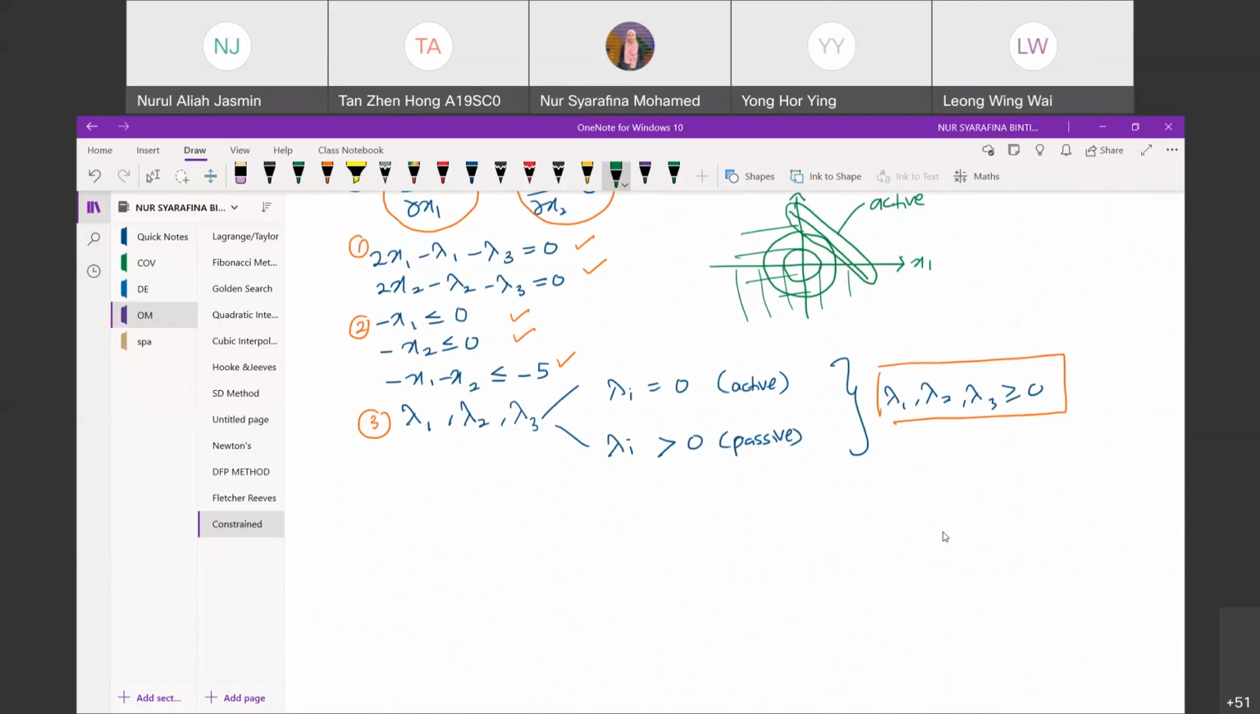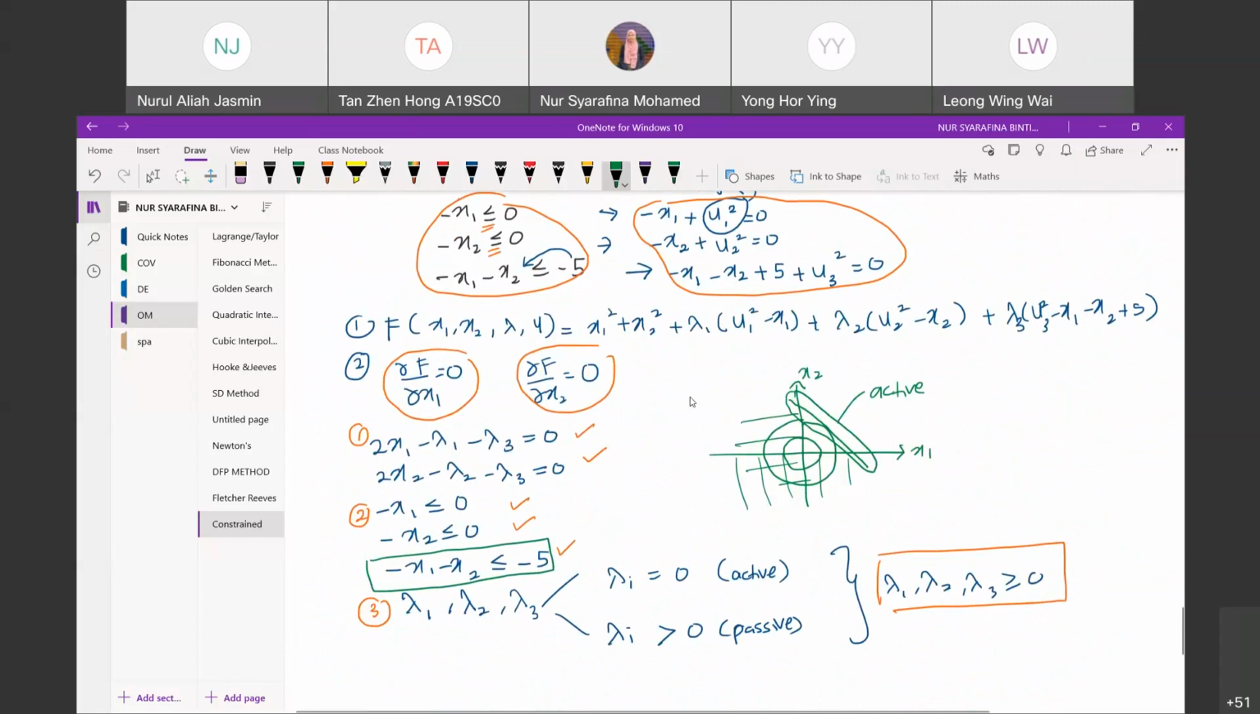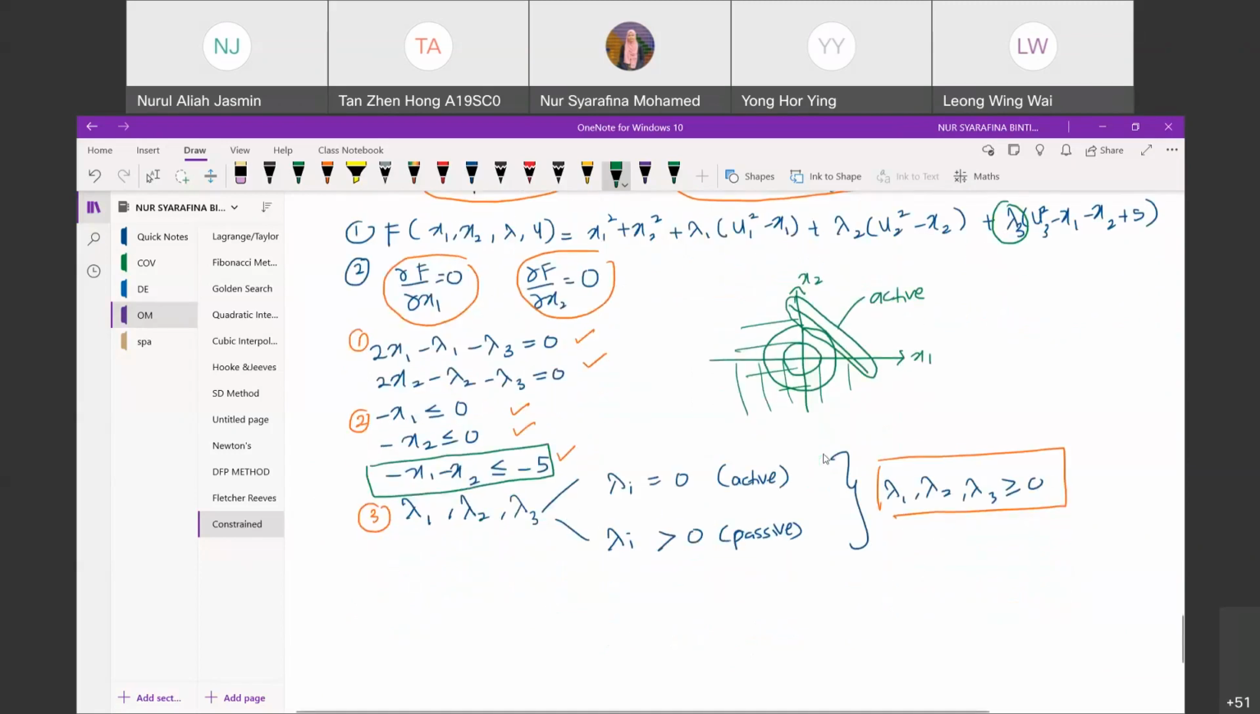So now let's take a look at the active constraint. Here, this is considered active, which means this constraint involves lambda 3. When this constraint is active, involving lambda 3, then we can say lambda 1 and lambda 2 equal 0, and lambda 3 is greater than 0. Clear now? Why is this equal to 0? Because this is passive, and this is considered active.